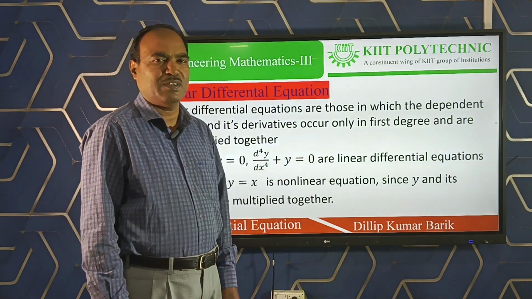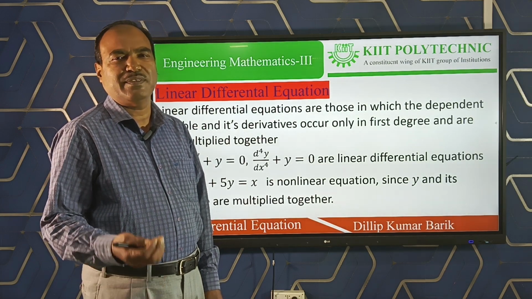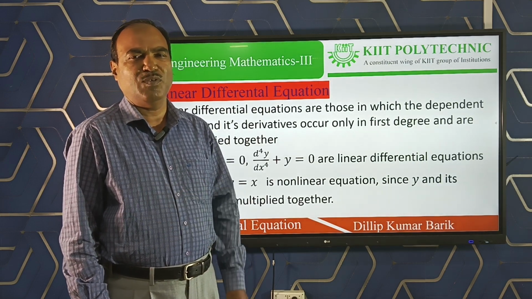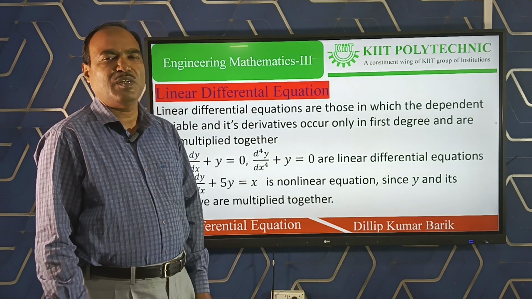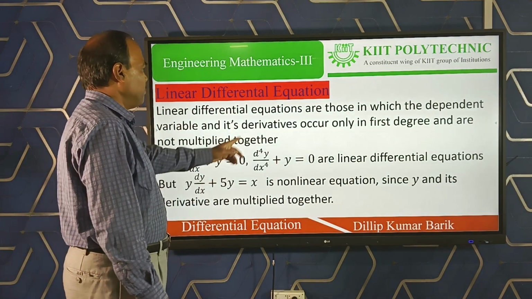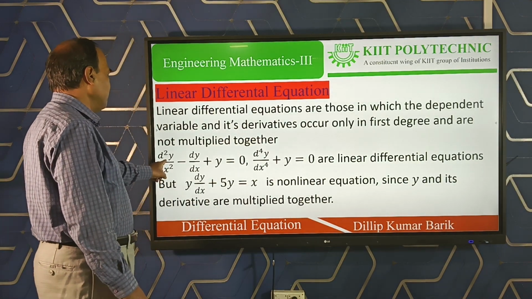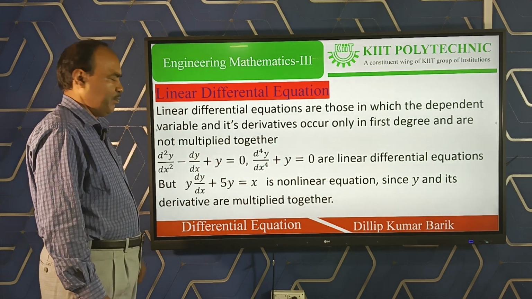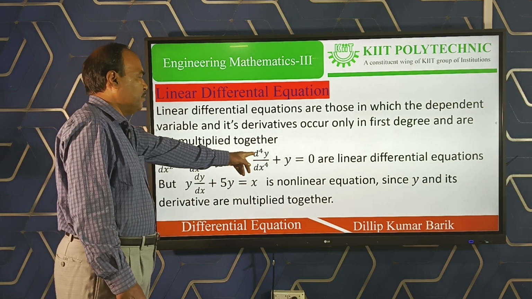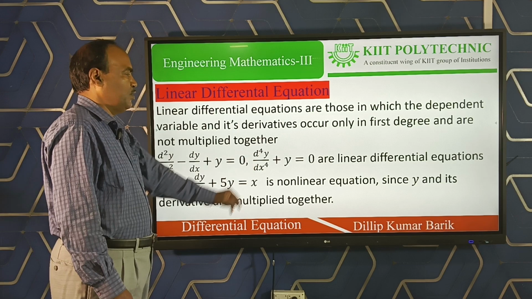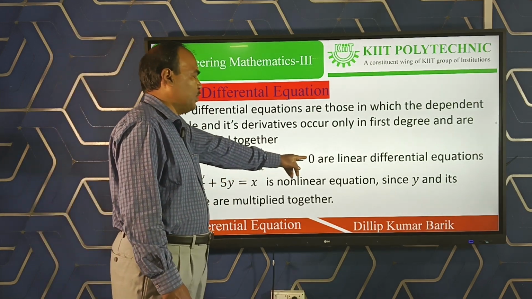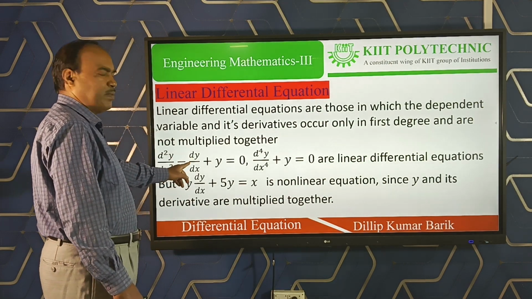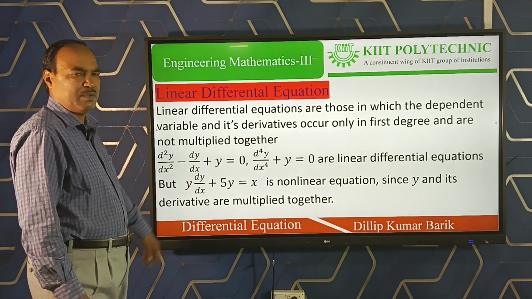A linear differential equation is a differential equation where the dependent variable and its derivative are not multiplied together. For example, I take the double derivative d square y by dx square minus dy by dx plus y is equal to 0. Another one, the fourth derivative d4y by dx4 plus y is equal to 0. These are linear differential equations. Why? Because each derivative term is multiplied only with constants, not with the dependent variable.